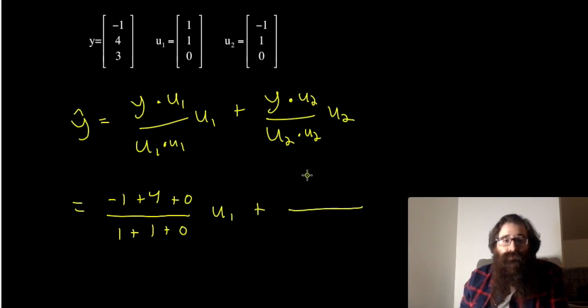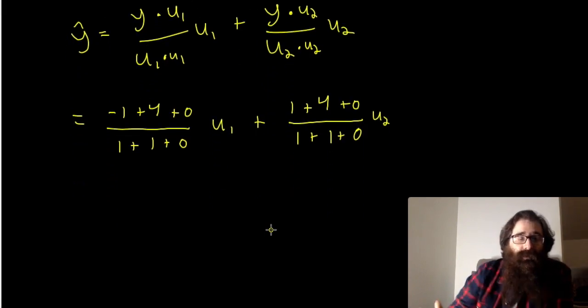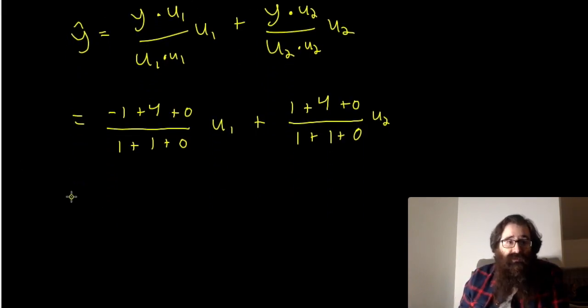Plus, next I want y dotted with u sub 2, so -1 times -1 gives me +1. 4 times 1 gives me 4, sort of jumping across the vectors there. And then 3 times 0 gives me 0, divided by u sub 2 dotted with itself. So -1 times -1 gives me +1, plus 1 times 1 gives me 1, plus 0 times 0 gives me 0, and then times vector u sub 2. Now let's go ahead and find the coefficients.